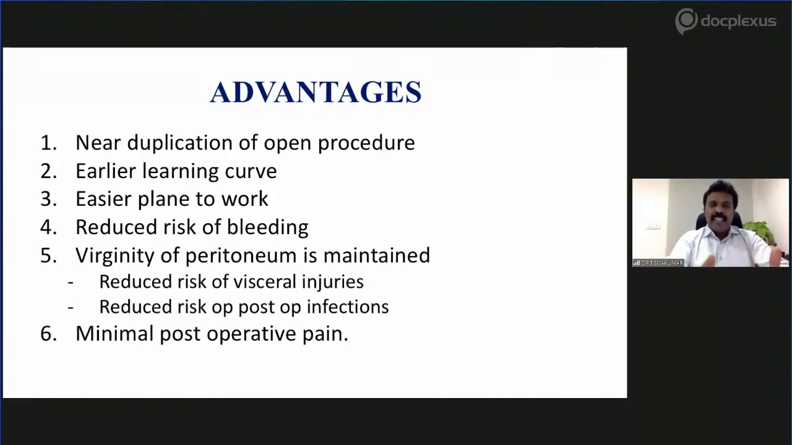So what is the advantage here? It's a near duplication of the open procedure, with an earlier learning curve and an easy plane to work in. It reduces the risk of bleeding, and the virginity of the peritoneal cavity is maintained. It reduces the risk of visceral injury, reduces the risk of postoperative infection, and gives minimal postoperative pain.